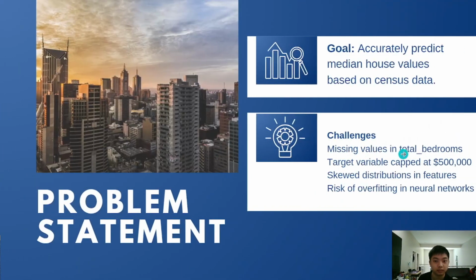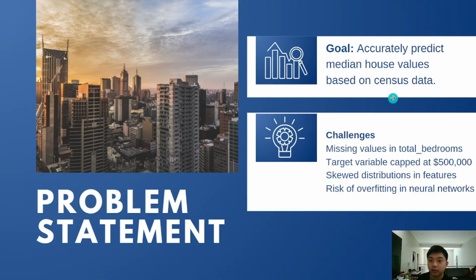The goal is to accurately predict median house value based on census data. The challenges are missing values in total bedrooms, the target variable capped at 500,000, skewed distribution in features, and the risk of overfitting in the neural network.